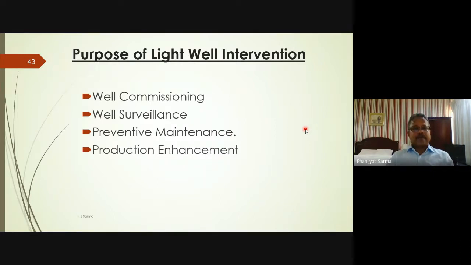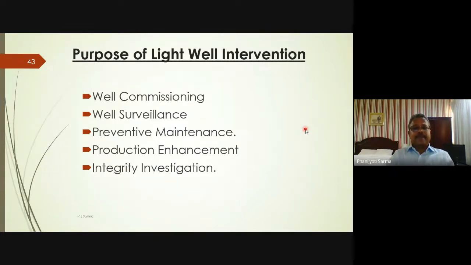Then the production enhancement. It is not necessarily that production enhancement can only be done through heavy workover or heavy intervention. It can also be done with light intervention. It could be with stimulation, or with additional perforation without deploying the rig.